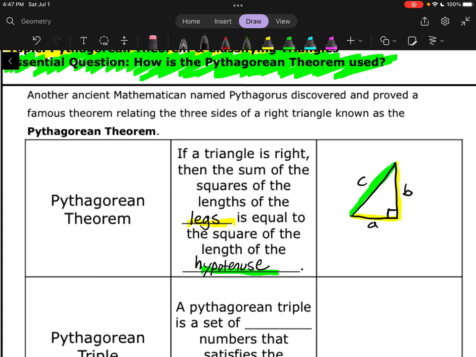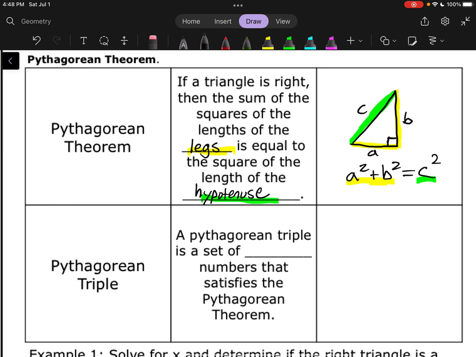The hypotenuse is, of course, that longest side, and the Pythagorean theorem says a squared plus b squared equals c squared. So the sum of the squares of the lengths of the legs, so the legs squared added together, is equal to the square of the length of the hypotenuse. And that is our c. So a squared plus b squared equals c squared.